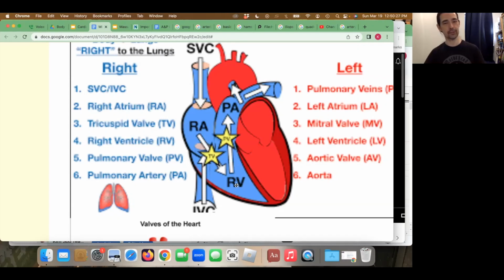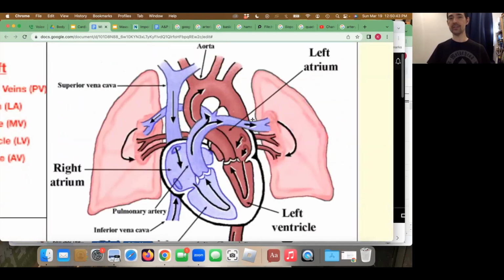Once it's in the right ventricle, it gets pumped out into the pulmonary artery. To get from the ventricle to the artery, it goes through the pulmonary valve. The valve is named for the pulmonary artery. It goes through the pulmonary artery and out into the lungs, the left lung and the right lung. The blood gets oxygenated and returns through the pulmonary veins.